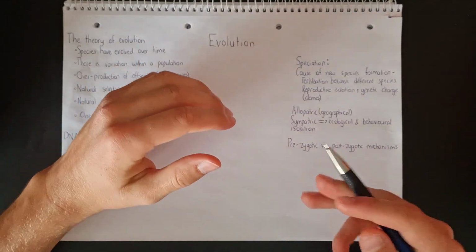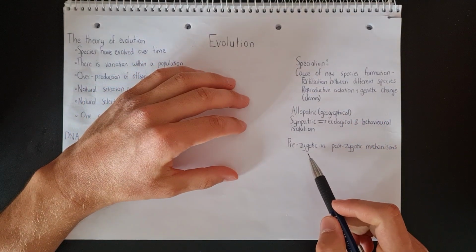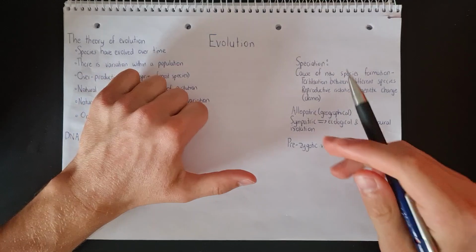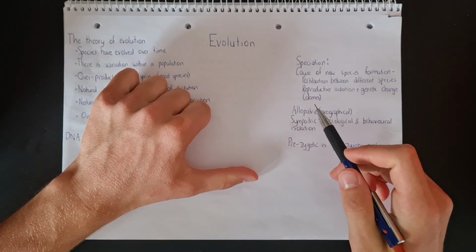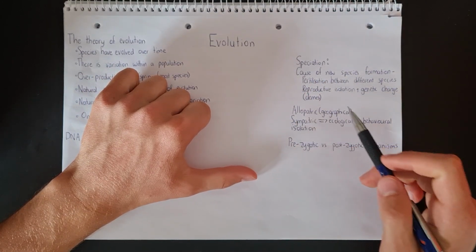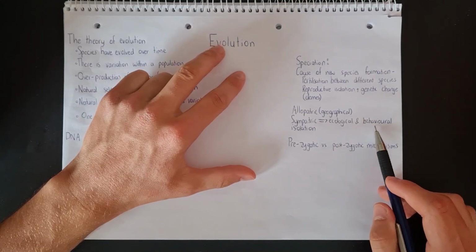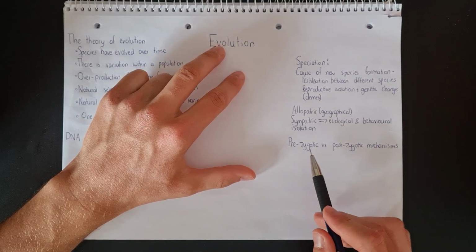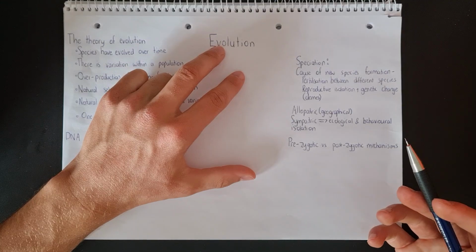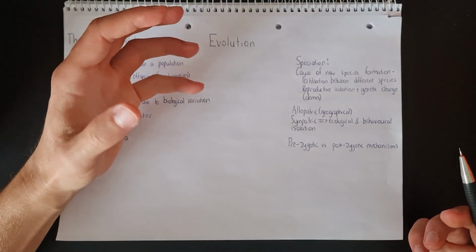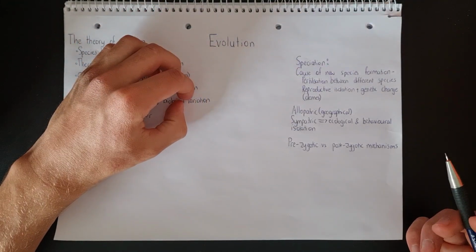So now we've taken a look at three different types of pre-zygotic isolation, right? We've taken a look at geographic isolation and allopatric speciation, and then ecological and behavioral isolation, right? So these are all happening before the zygote can even form, before the sperm fertilizes the egg.